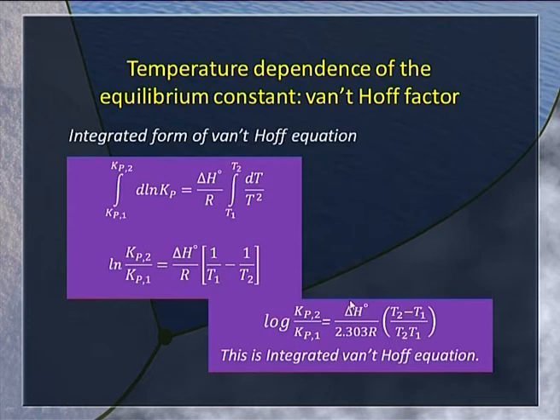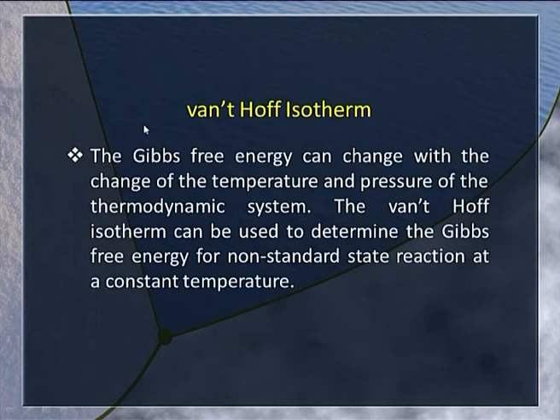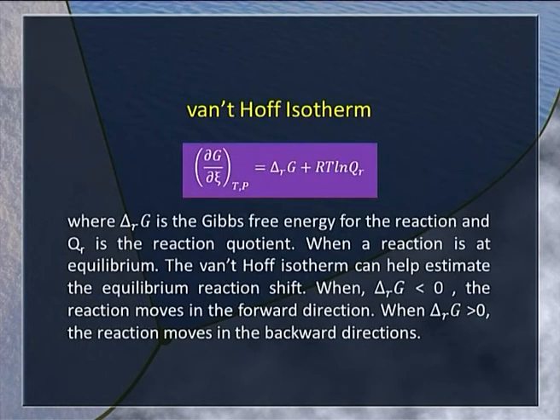What is Van 't Hoff isotherm? The Gibbs free energy can change with the change of temperature and the pressure of the thermodynamic system. The Van 't Hoff isotherm can be used to determine the Gibbs free energy for a non-standard state at a constant temperature, and this is the expression which represents the Van 't Hoff isotherm.